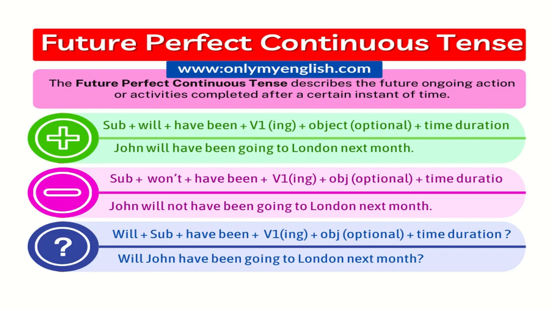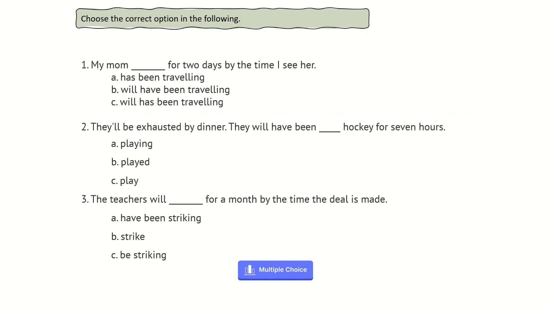Okay, so how do we form them? Again, you can follow this rule. Subject, whatever the subject is, we use it with will, have been, plus ing. For negative, I just add not to will, so it becomes won't have been plus ing. For questions, we just switch the order between the subject and the modal verb, the auxiliary verb, the helping verb. So I start with will, then the subject, then have been plus ing. Let's practice here.